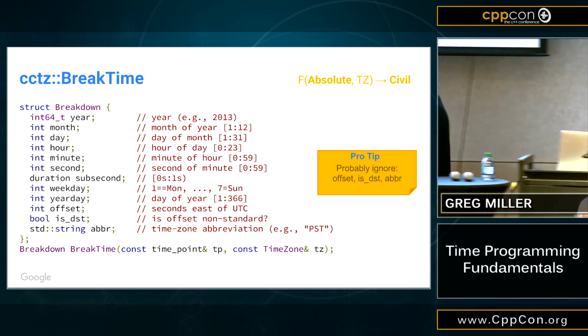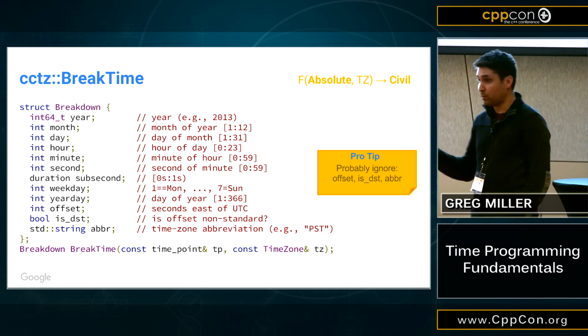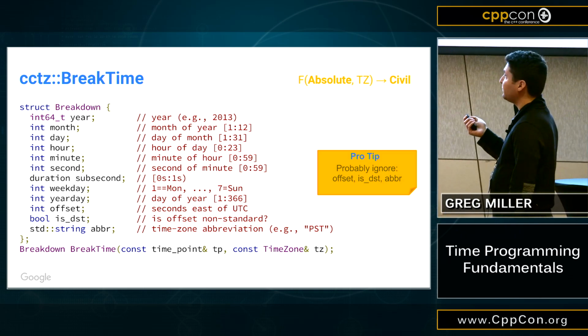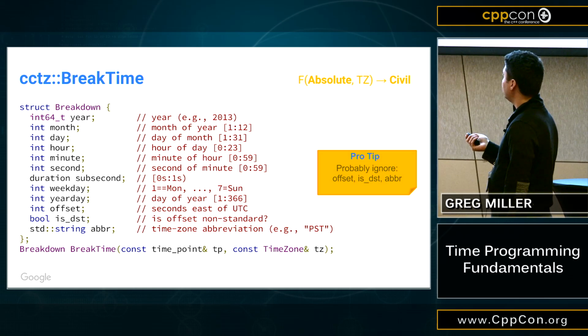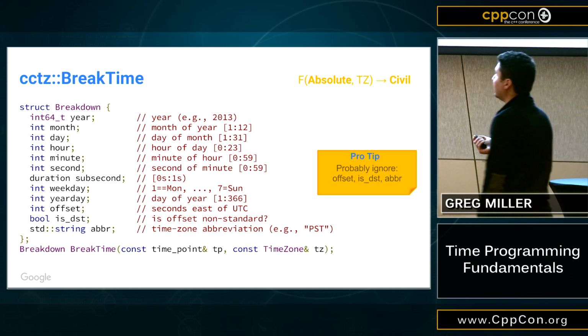And going the other direction, break time. This is going from an absolute time, a time point, to the broken down civil time. So we call it break time. You give it a time point and a time zone, and it returns this breakdown structure. Again, breakdown is a lot like a struct tm.